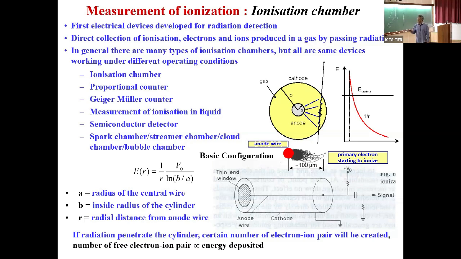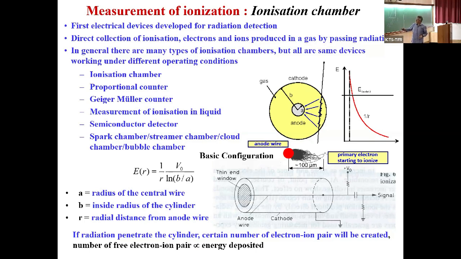This electron will move close to these anode wires with the electric field, and close to the anode wires the electric field configuration is 1/r. So when you are close to the anode wires, this field will be very large. So this electron will have sufficient energy to knock out an electron from the atom.